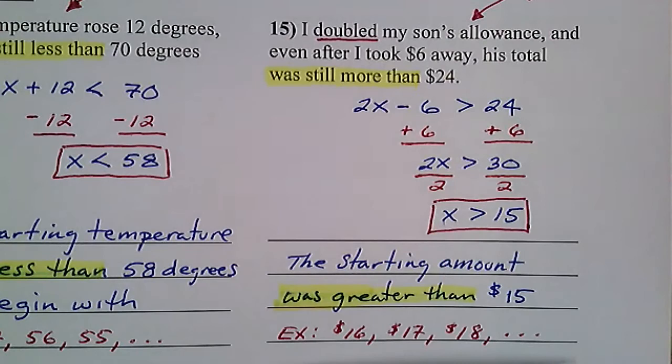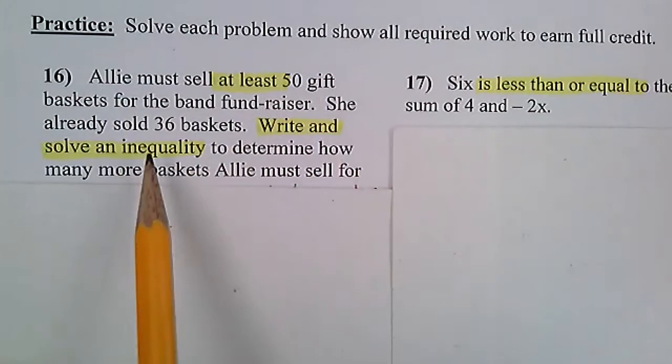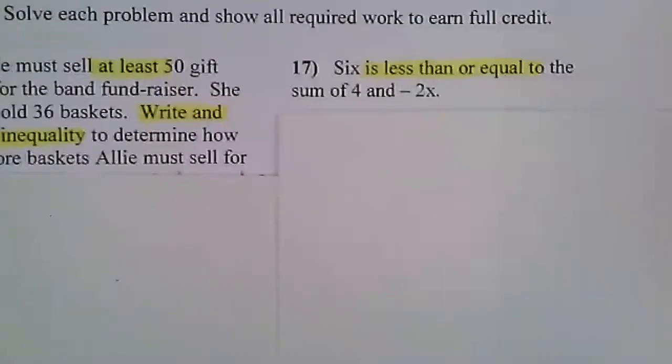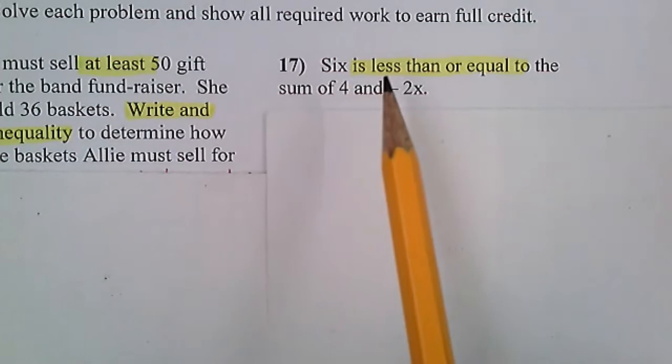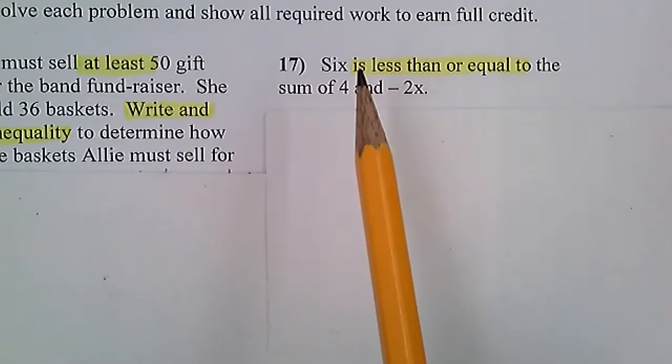All right, the last page of these notes you're doing on your own. You have two word problems. Number 16 is a word problem about gift baskets. Write and solve an inequality to determine how many more baskets Allie must sell for a fundraiser. Number 17 says six is less than or equal to the sum of four and negative 2x. Translate that into an algebraic inequality, then solve it.